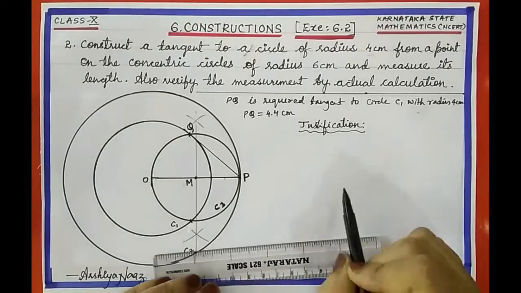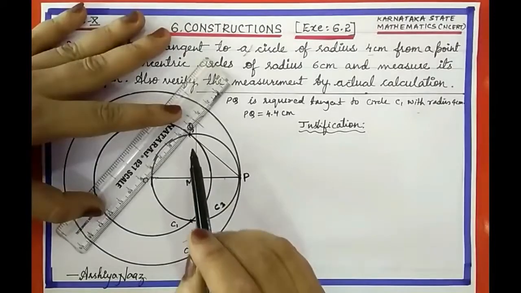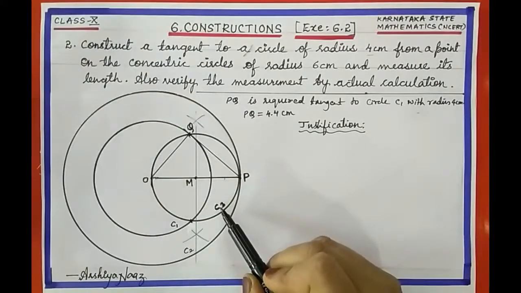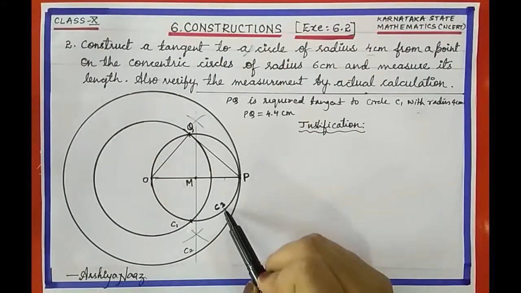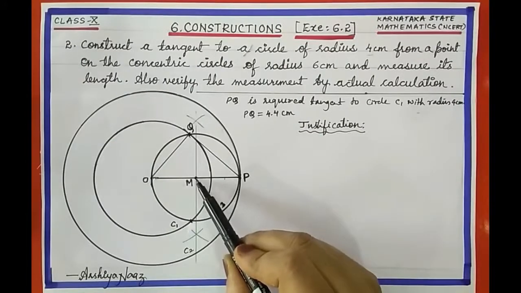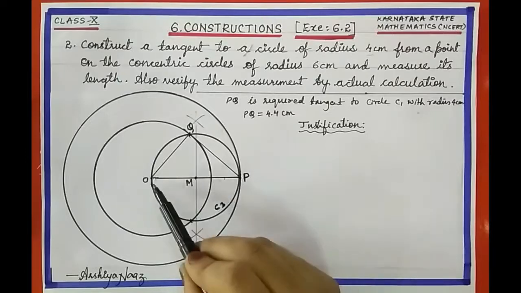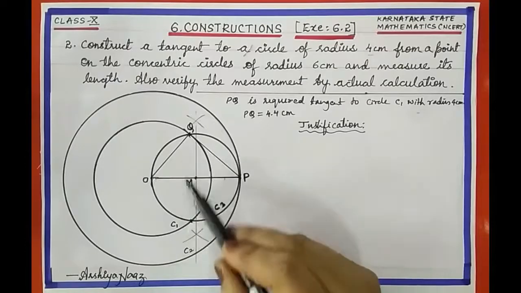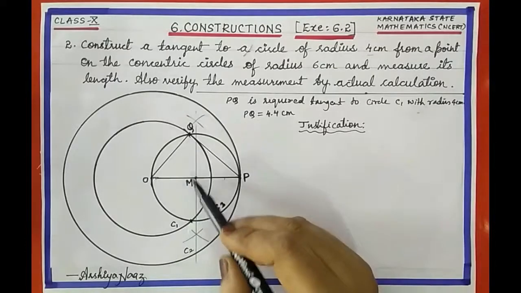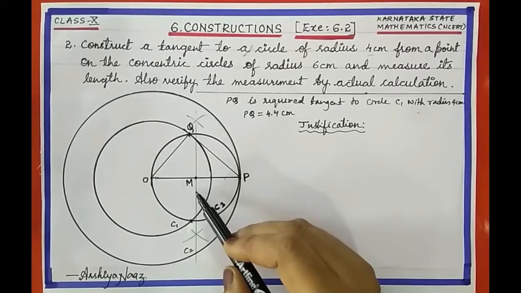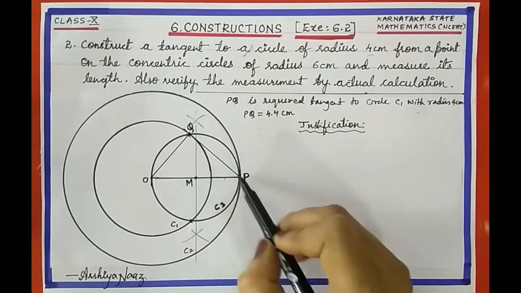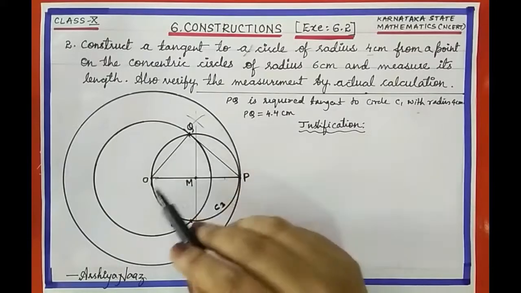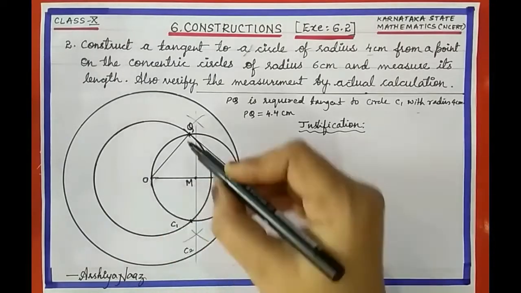For this we need to join OQ. Here you can observe that the circle C3 has center M. With center M, a line is passing. This is the diameter of this circle. This diameter is dividing the circle into two equal parts. These two equal parts are called semicircles. You know that the angle in a semicircle is a right angle. So here we can write, angle PQO is a right angle.